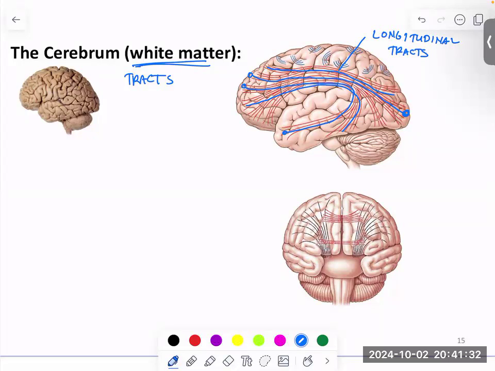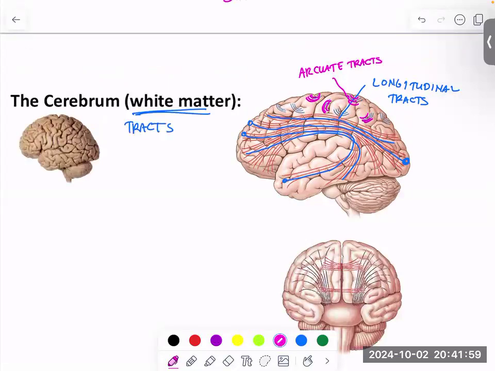These ones connect within the same lobe. Those are arcuate tracks. Within the same lobe, they'll communicate. Arcuate tracks.